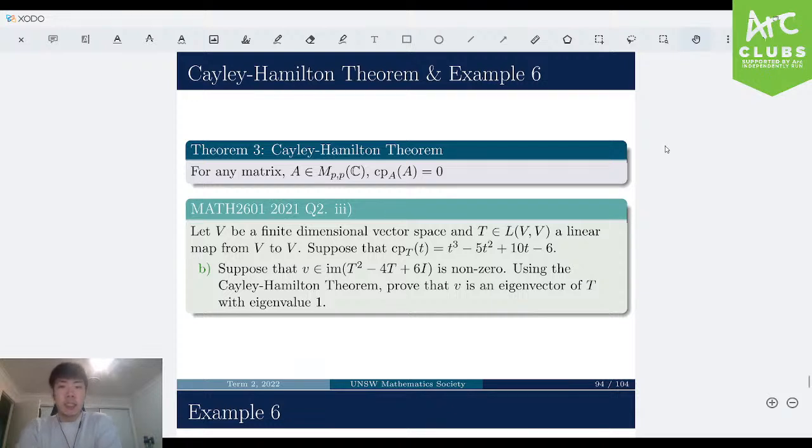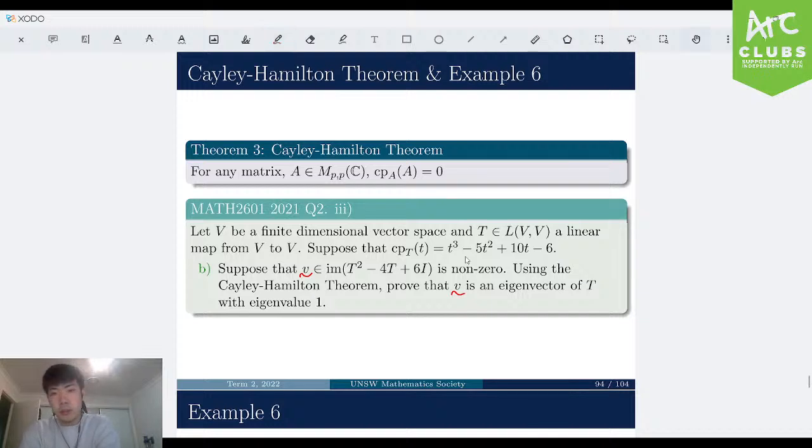Part B says, suppose that we have some vector v. We have a vector v in the image of T squared minus 4T plus 6I, where I is the identity map, and it's non-zero. Using the Cayley-Hamilton theorem, prove that the vector v is an eigenvector of T with eigenvalue 1.